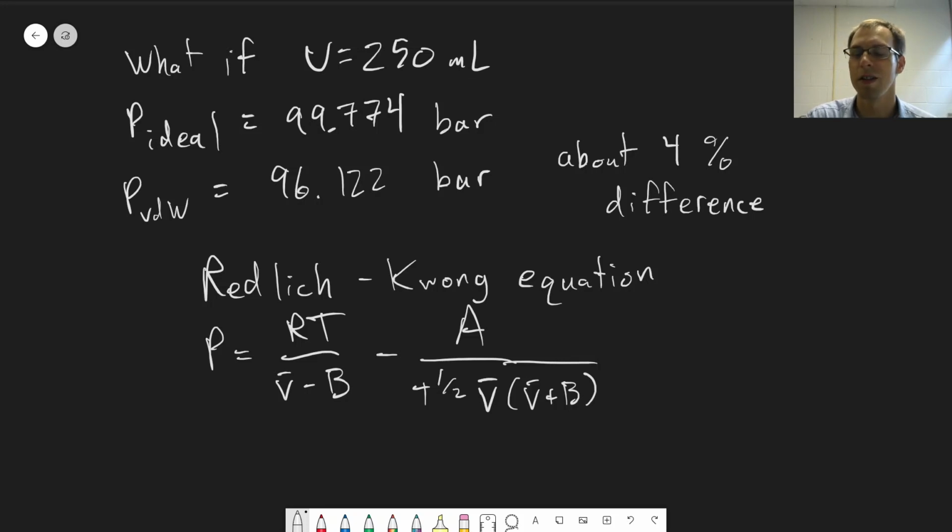If you're actually doing calculations involving gases that are under non-ideal conditions, you're probably not going to use the van der Waals equation. You're probably going to use something like the Redlich-Kwong equation instead. But the van der Waals is nice for understanding conceptually why we need to make corrections and how we might go about doing those corrections.